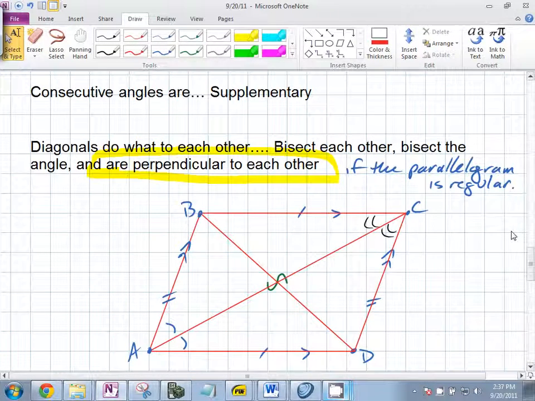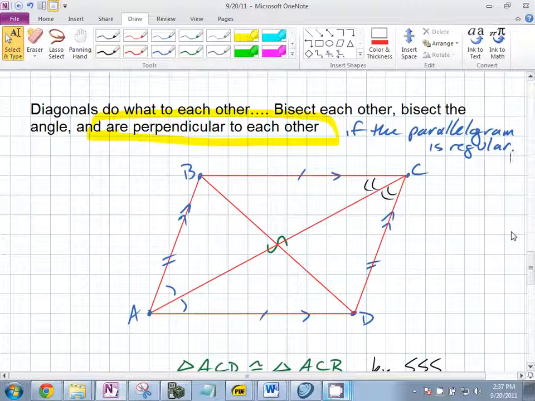Yeah, if it's regular, then they'd have to be perpendicular. Yes, absolutely, because they would bisect each other, and then all those triangles would be side, side, side congruent. In this case, this is congruent to this, and this is congruent to that side right there. We good? Very nice. Okay, let's move on.